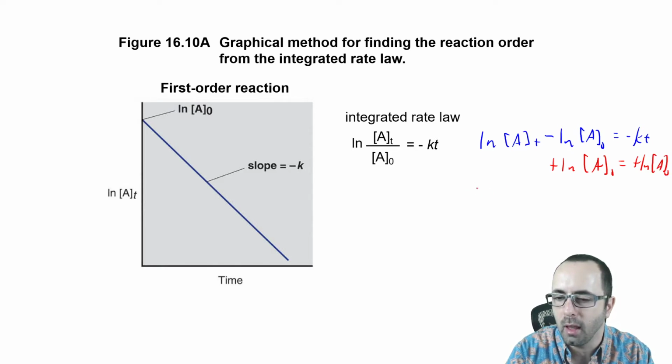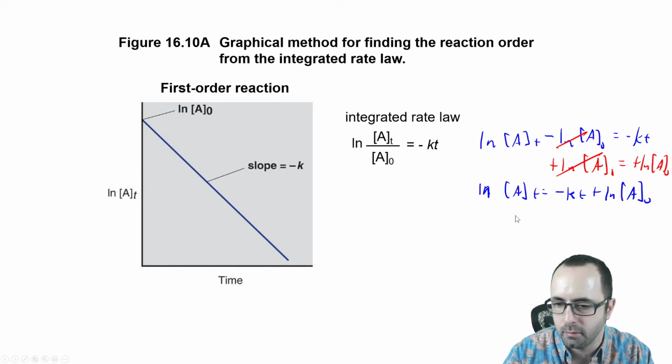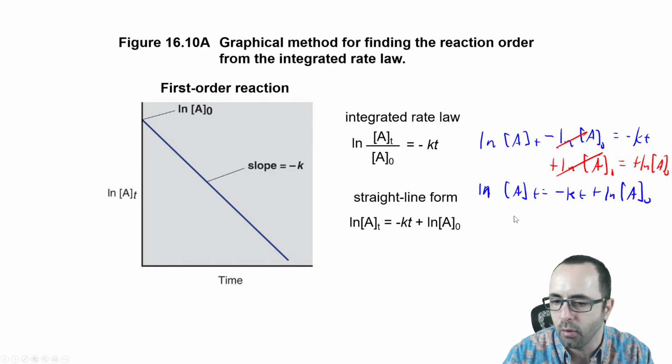And so then what we get is this. On the left, these cancel, by the way. And all we have left on the left side is natural log of A at time t. And this equals negative kt plus natural log of A at time 0. And this is in a linear form. This is a straight line form. So I've just derived what you see here.